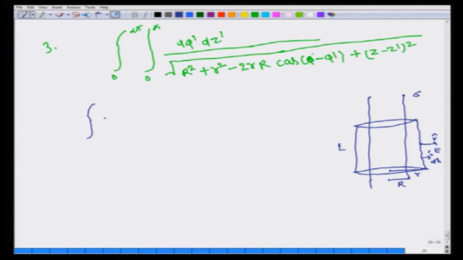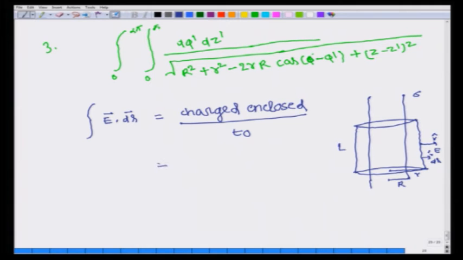So, we will use Gauss's law, which is E dot ds equal to the charge enclosed in the Gaussian surface upon epsilon naught. So, we can see the charge enclosed would be equal to the surface area of the cylindrical shell, which is given by 2 pi capital R into L into charge density, upon epsilon naught.